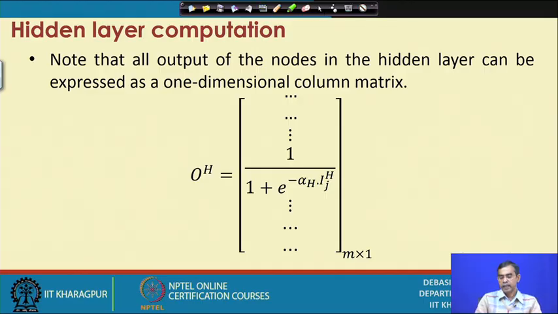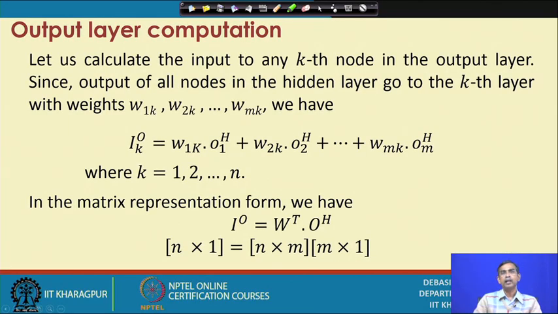Now, the hidden layer output is known, the hidden layer input is known, the input layer input is known, and the input layer output is also known. Now we are in a position to discuss the output layer computation. In the output layer, the output of the hidden layer works as an input to the output layer. If there is any neuron, say the kth neuron, we denote by I_O_k the input to the kth neuron at the output layer.